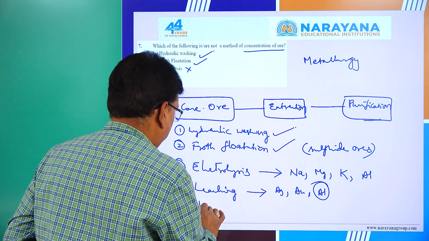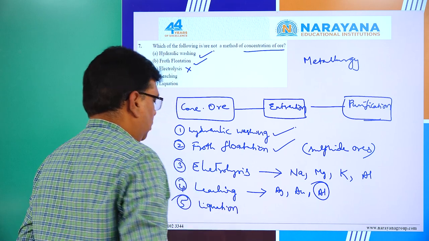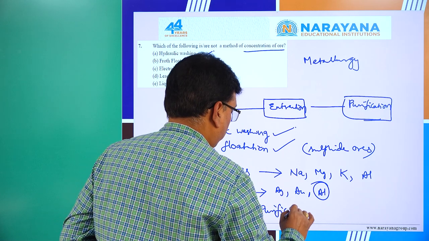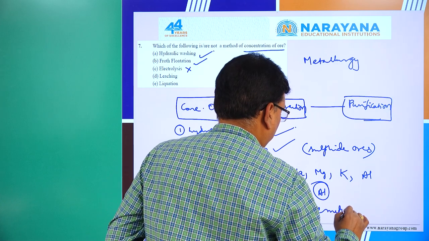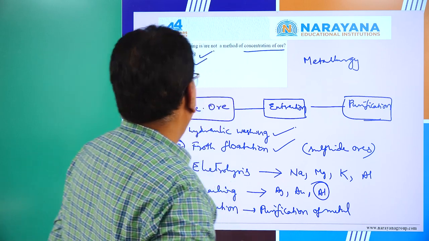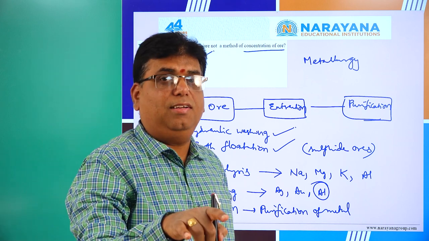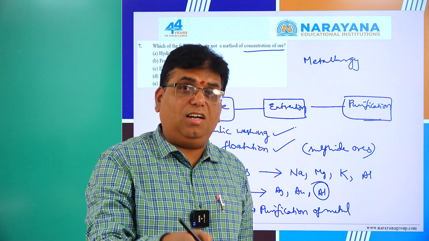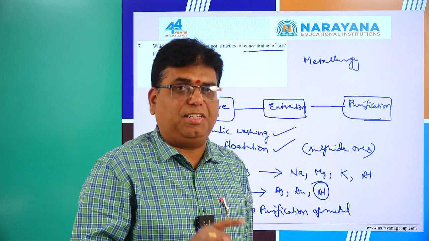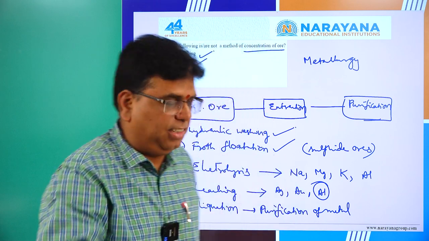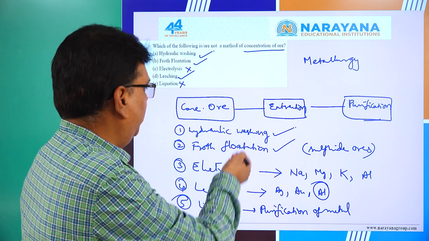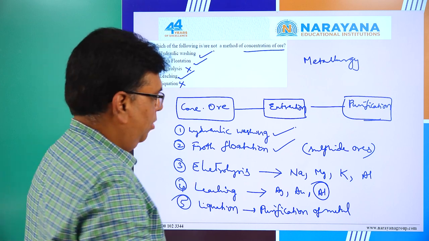Then fifth, liquation. Liquation is for the purification of metal, not ore. So finally, the answer is electrolysis and liquation are not the methods useful for purification or concentration of ore. This is also what we call ore dressing. So the answers are these two. It's a purely theoretical question, and it is 100% NCERT based.